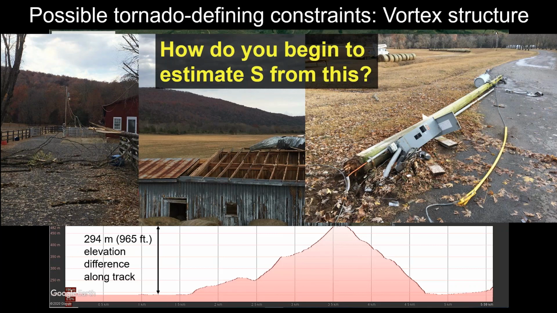So vortex structure, while theoretically I think it makes a lot of sense in terms of defining what is or isn't a tornado, could be really hard to apply practically in a lot of situations where you don't have a clean, uniform tracer in your damage pattern.